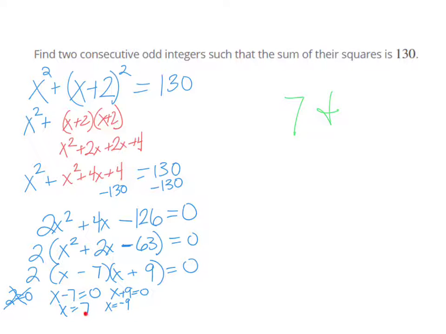Then I have to take that 7 and plug it in up here. Remember, it's consecutive odd, so I'm going to add the 2 to it. So the other number must have been a 9. Another option, a negative 9. And again, if you take your negative 9 and plug it in, because it's the next odd integer, add 2 to it, negative 9 plus 2 is negative 7. So those are our options here.